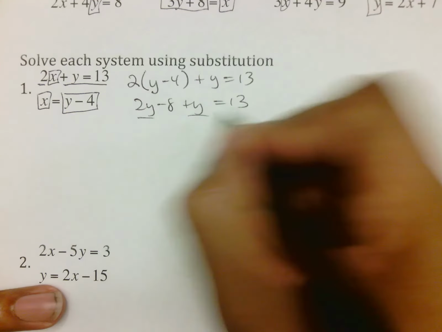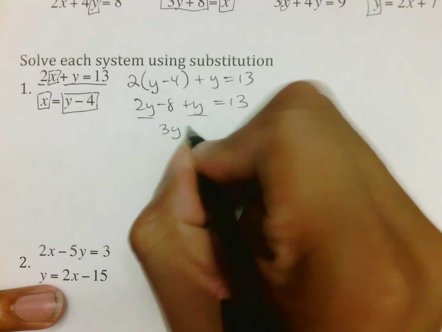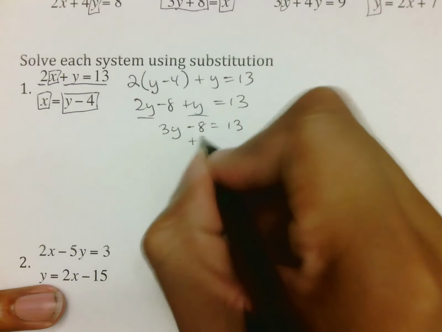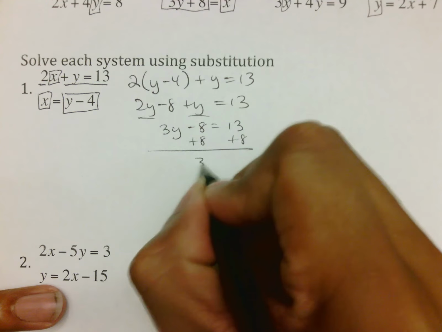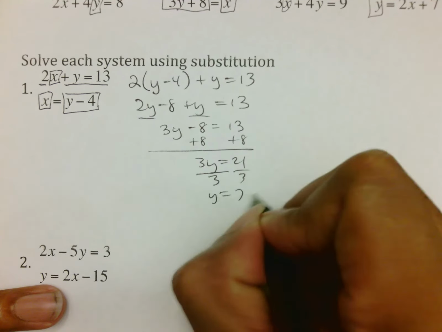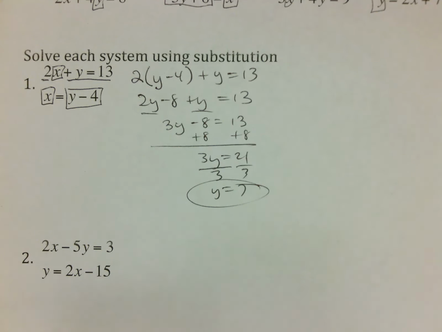Next thing we do, as we learned yesterday, is combine our like terms: 3y minus 8 equals 13. We solve using algebra by adding 8 to both sides and dividing by 3 to get y is equal to 7. Again, this is where we stopped yesterday.